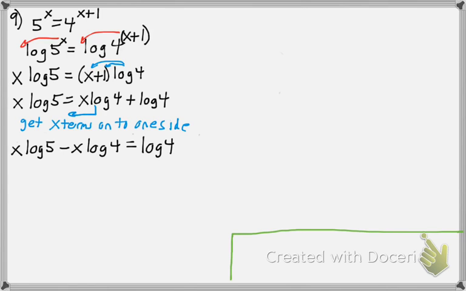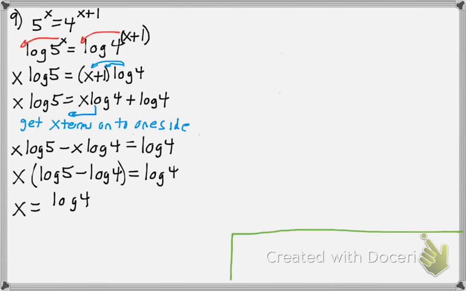And the reason why we do this is because now you can factor out the x as a GCF. So if I factor out x, I have x times log of 5 minus log of 4 is equal to log of 4. And then I can divide both sides by log of 5 minus log of 4. So x is equal to log of 4 all over log of 5 minus log of 4.